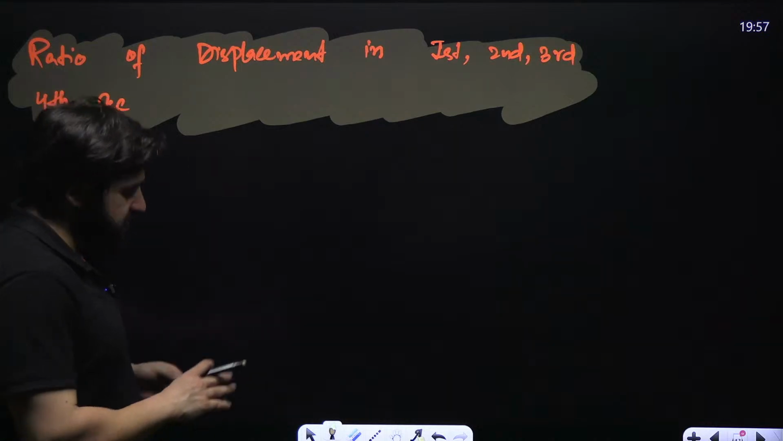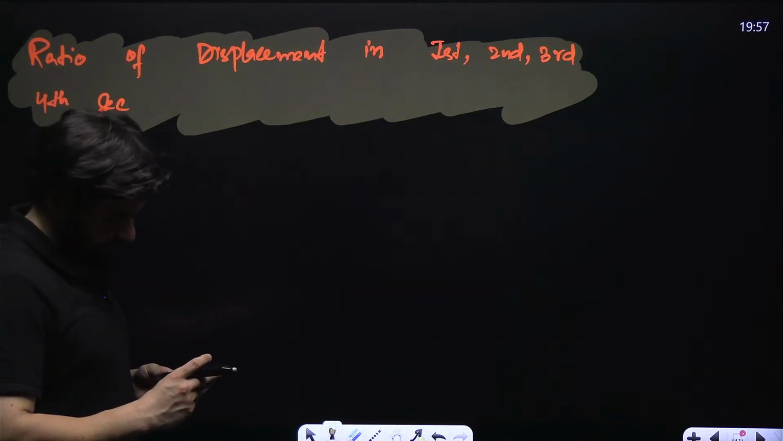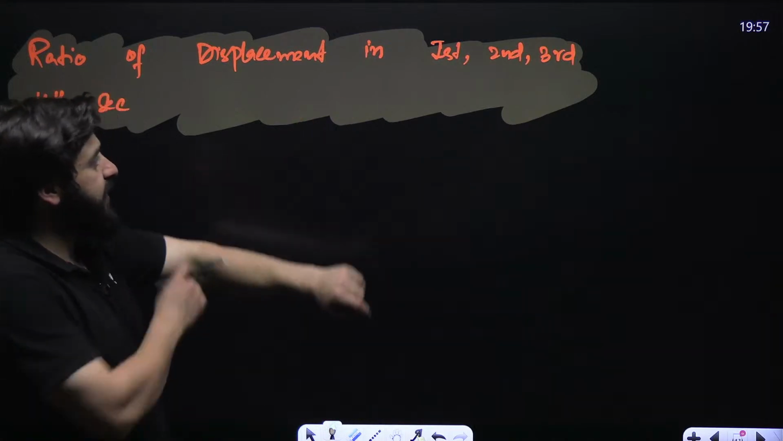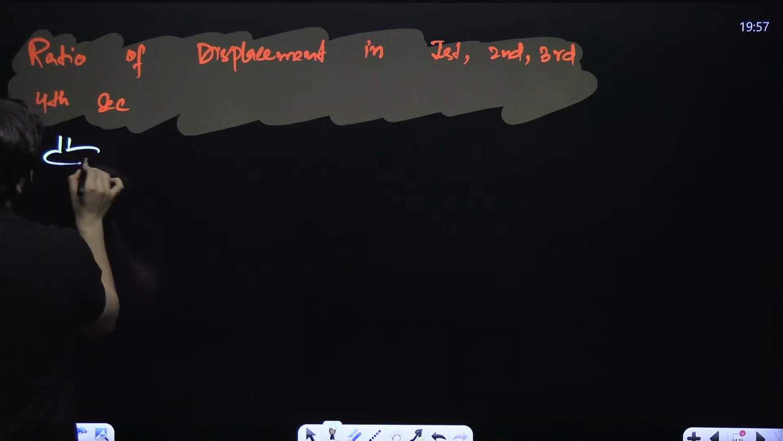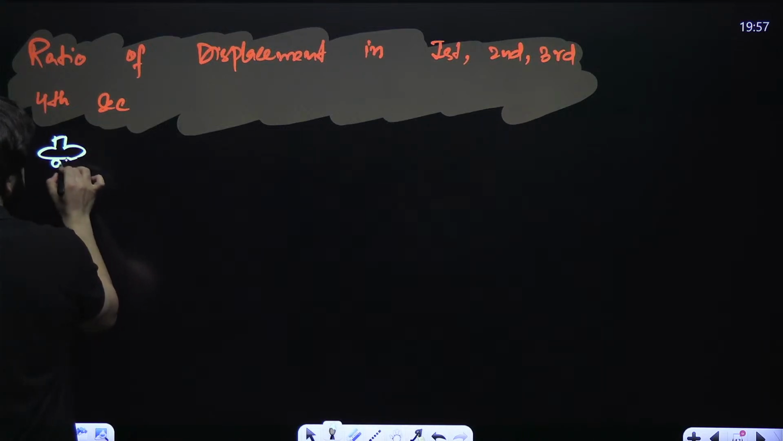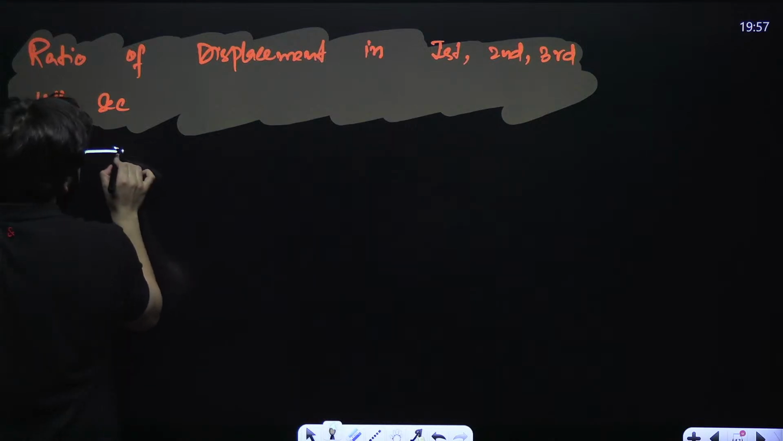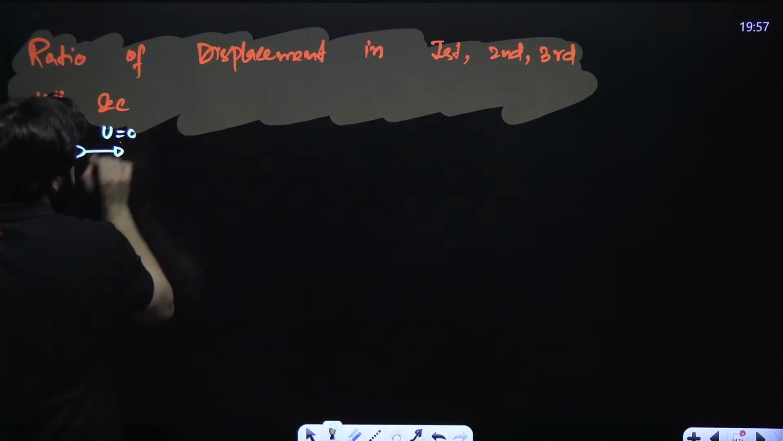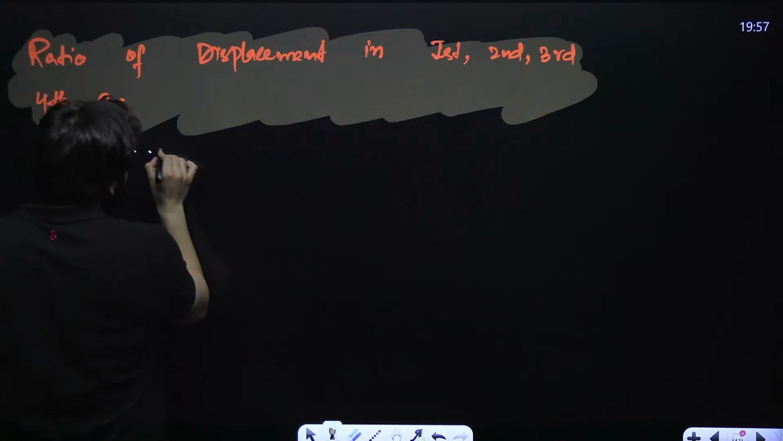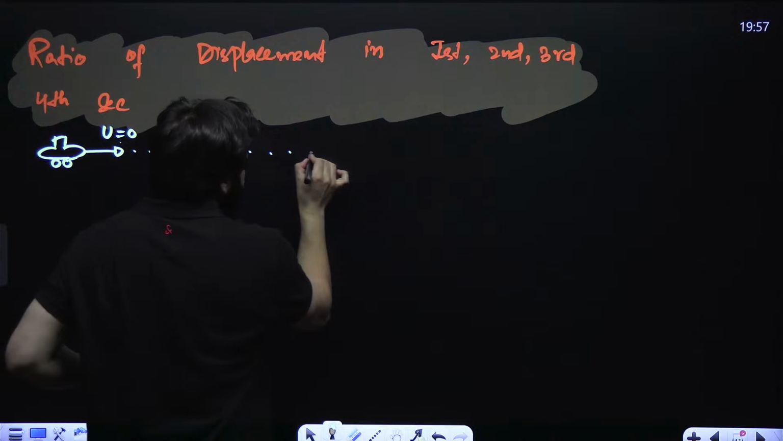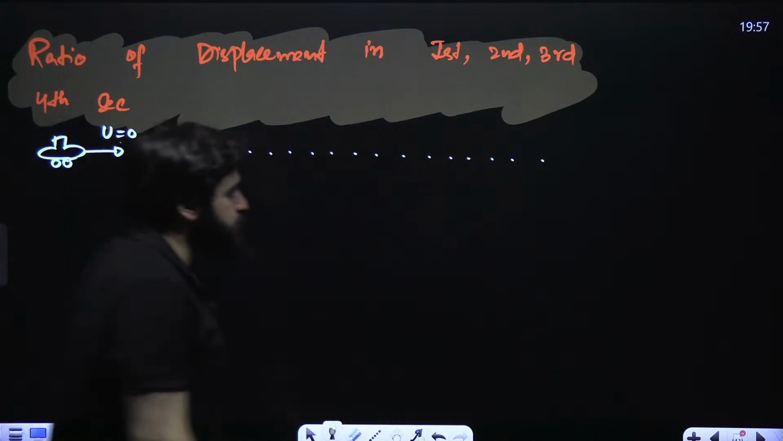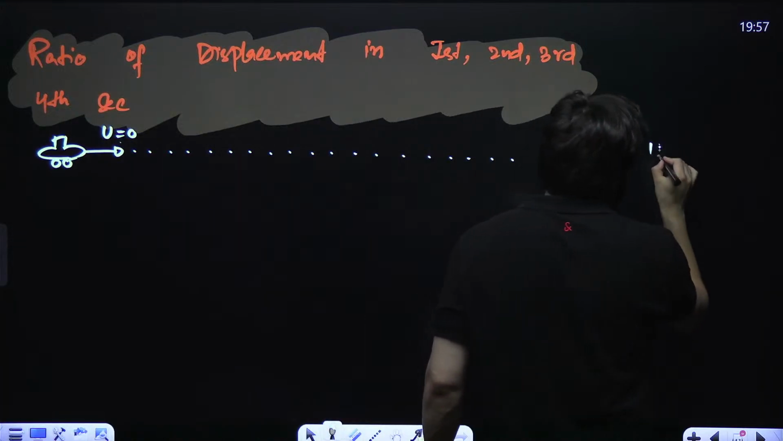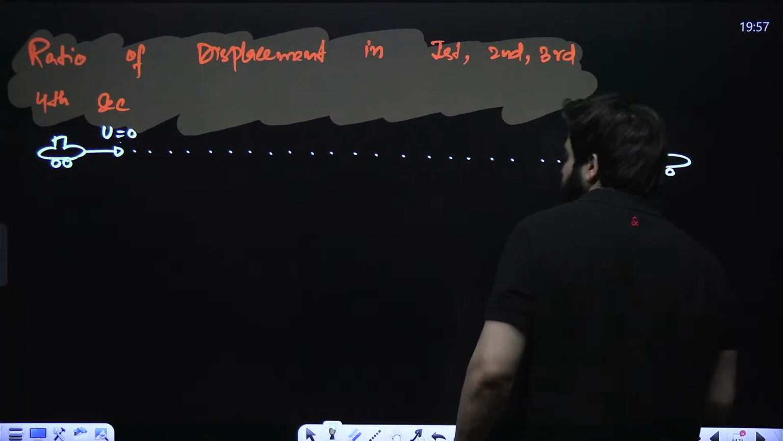Ratio of displacement in first second, second second, third second, fourth second. Guys, see, let's suppose the car started from this point. And we say its initial velocity is 0. And the car is moving something like this. And finally, the car has reached this particular position.